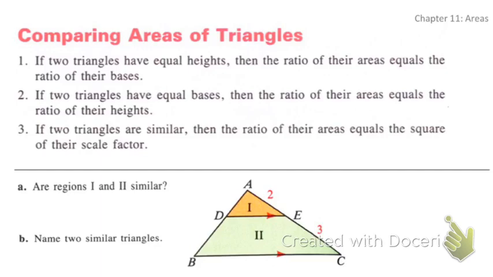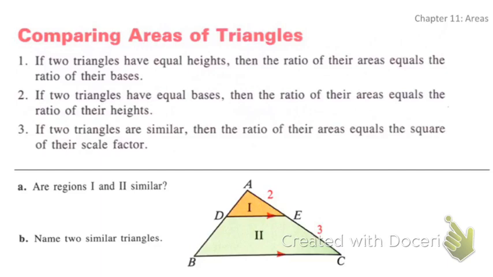Number 3 is what we did yesterday. It says if you have two similar triangles, this in fact works for any similar shape. So you could have two similar pentagons, two similar rectangles. So number 3 works for all of them. 1 and 2 only work for triangles. Number 3 says if two triangles are similar, then the ratio of their areas is going to equal the square of their scale factor. So if you have similar shapes, you're always going to find your scale factor and then square it. So number 3 is the only time you're worried about squaring numbers. 1 and 2, you're done.